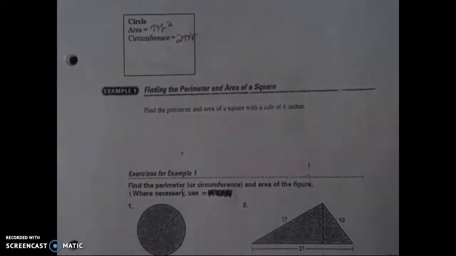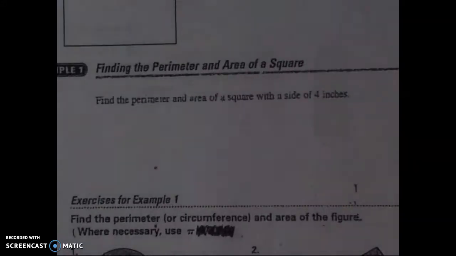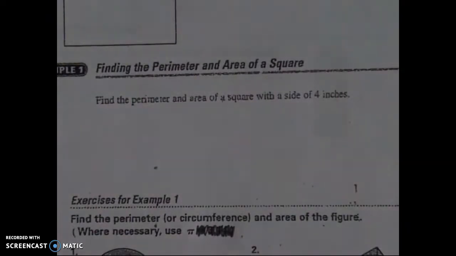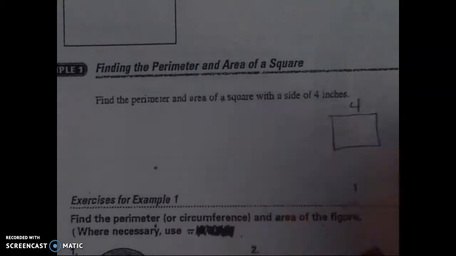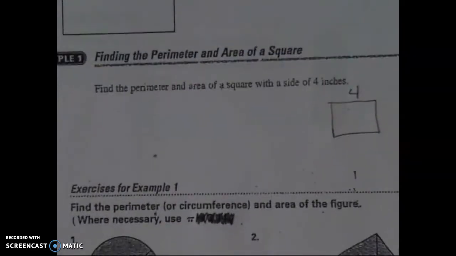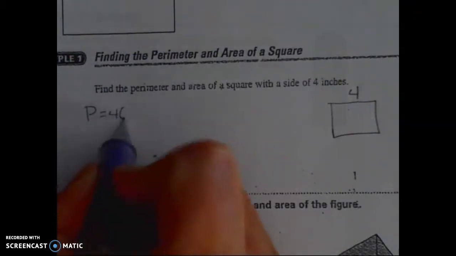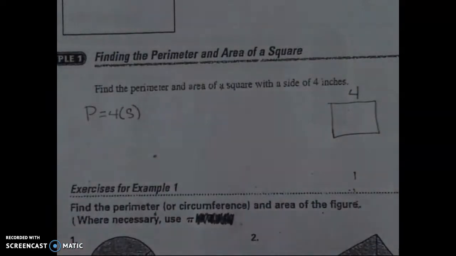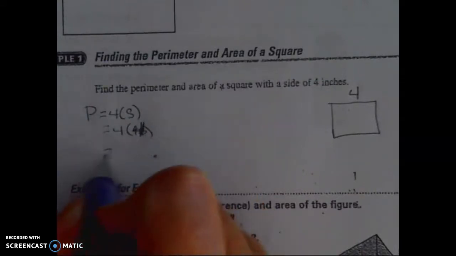Find the perimeter and the area of a square with a side of 4. I find it helpful to draw a picture. So there's my picture. This is a square. According to my formula, in order to find the perimeter, I do 4 times the side. So it's 4 times 4. So it's 16.